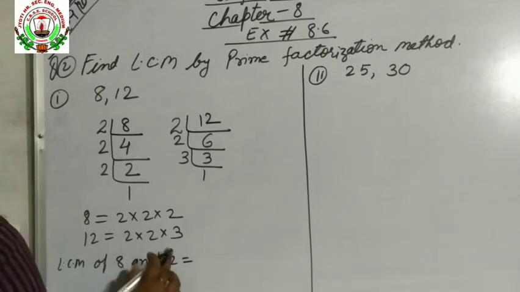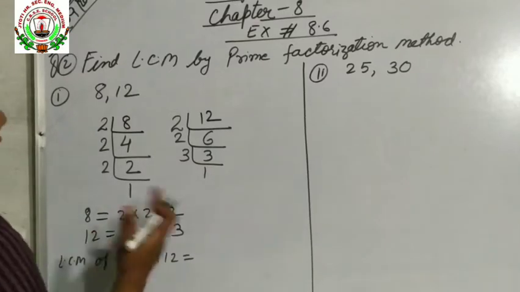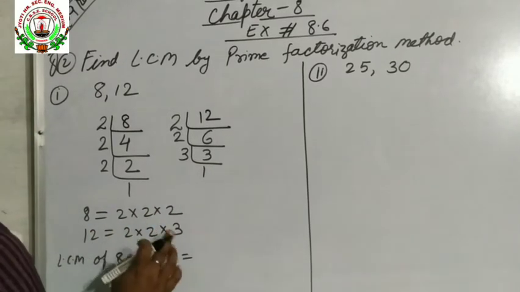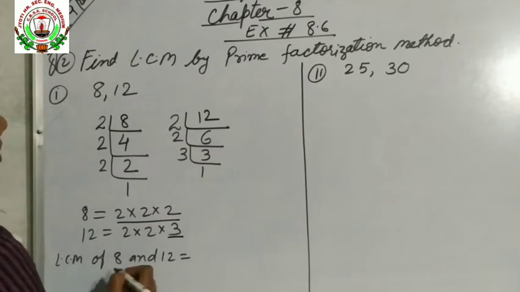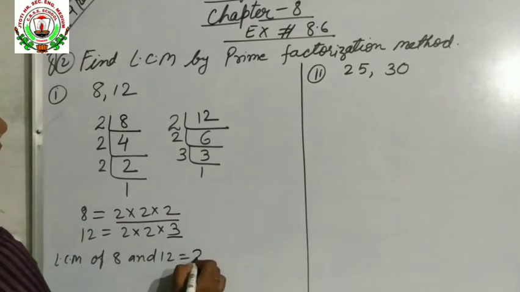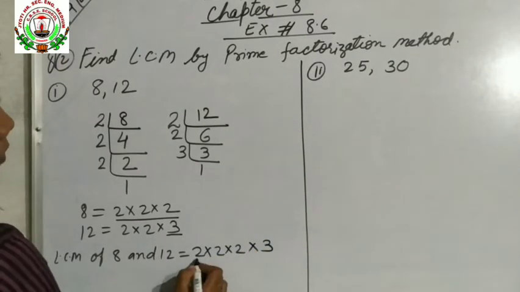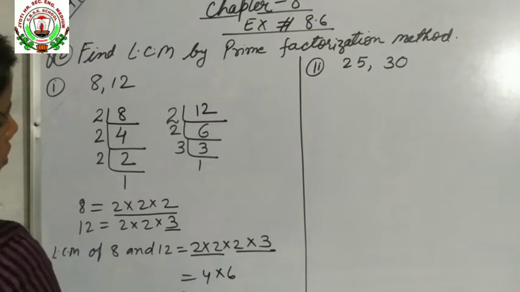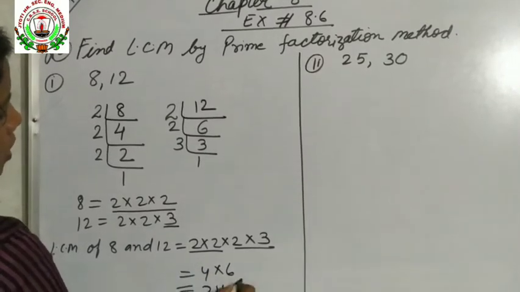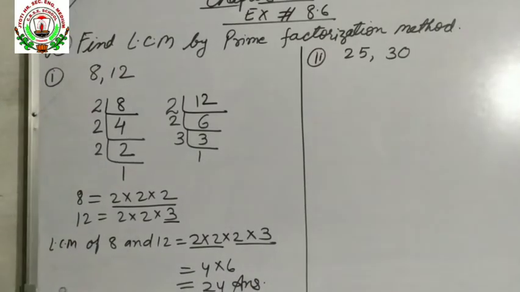Now yesterday I told you which prime number is repeated more times. The maximum number of repetitions, that you will take. Here 2 is 3 times and 3 is only 1 time. So 3 times you will write 2 and then 3. Now multiply it. 2 2s are 4, and 4 times 3 is 12... 2 3s are 6, 4 6s are 24. So this is the LCM of the given numbers, 8 and 12.